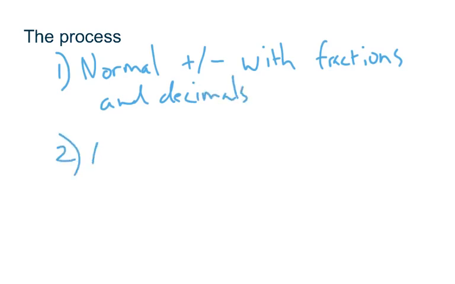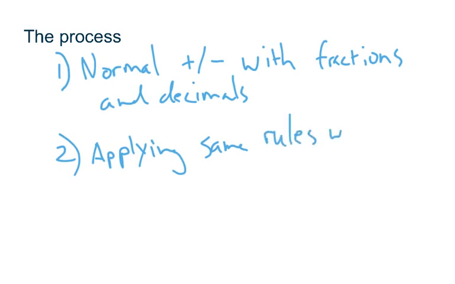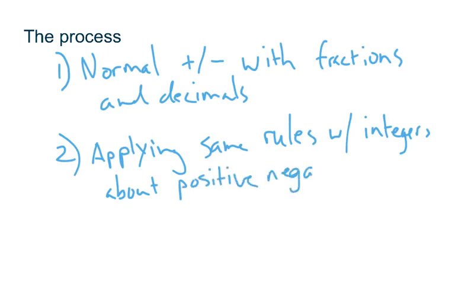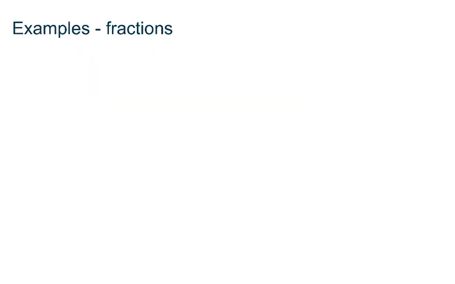Second, you're also going to be applying the same rules with integers about positive and negative numbers. So again, there's nothing really new that's going on with adding and subtracting rational numbers when you open it up to positive and negative ones. It's just, can you combine what you do with fractions and decimals, and can you combine what's going on with integers when you have positive and negative numbers there. So let's look at some examples and walk through it.